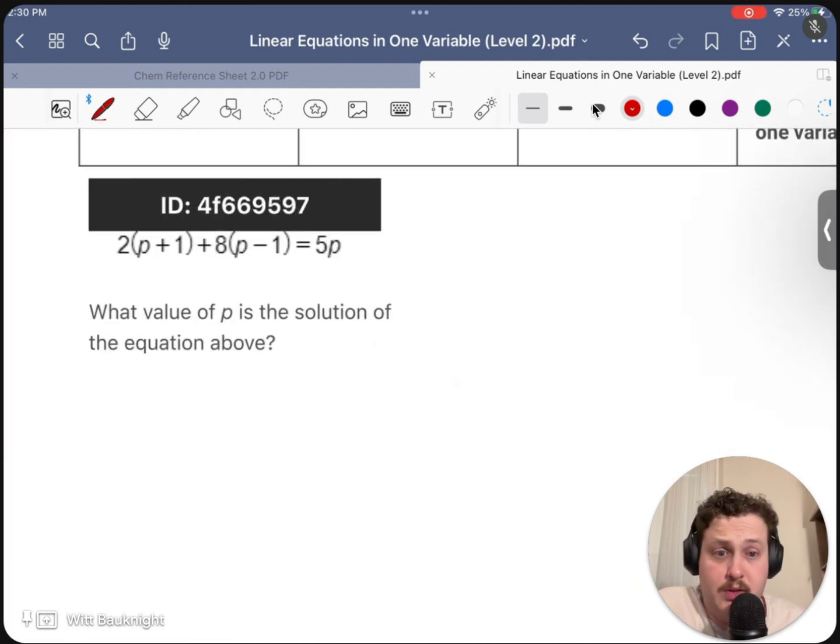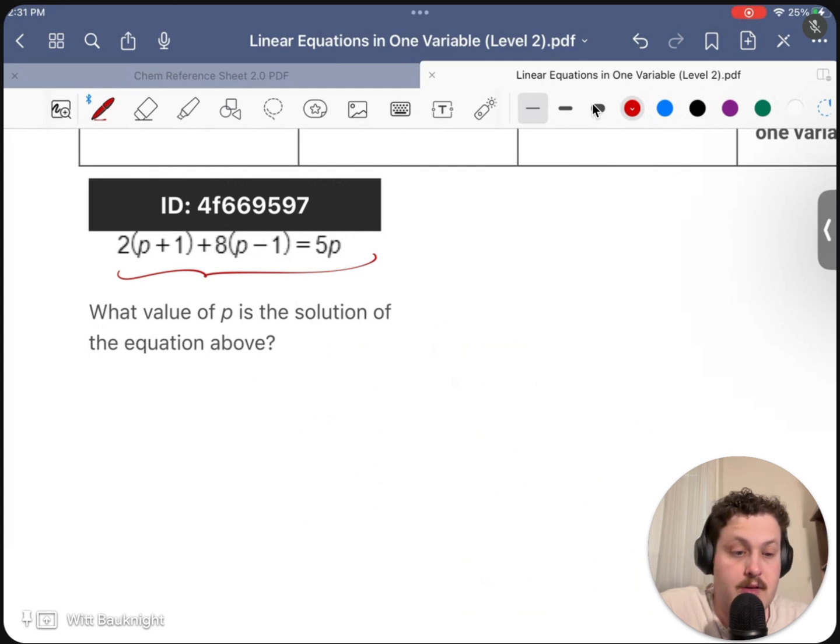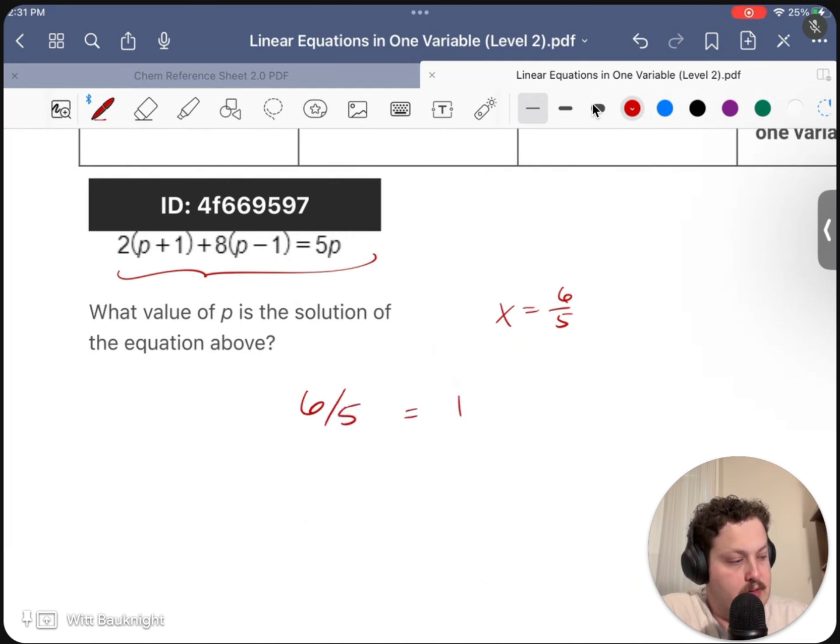All right, assuming that there's one solution, this is ideal for just plug and chug in my TI-89. Solve function: 2 times (x plus 1), close parentheses, plus 8 times (x minus 1) equals 5x. Solve for x. I get that x is equal to 6/5. What value p is the solution? Okay, double check, read the problem, make sure you're actually answering what they want. They want what x or p equals. So 6/5, which is also equal to 1.2.